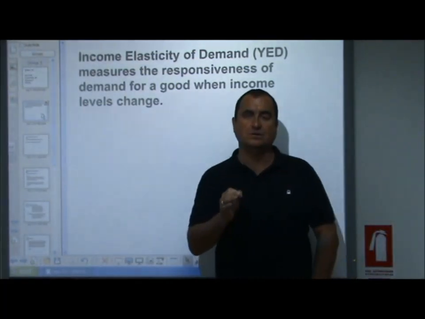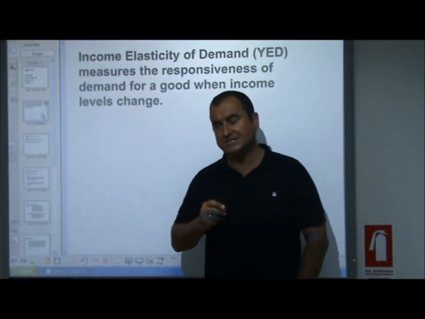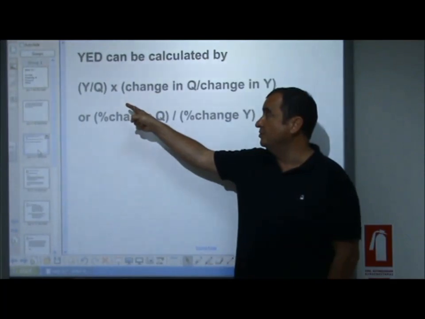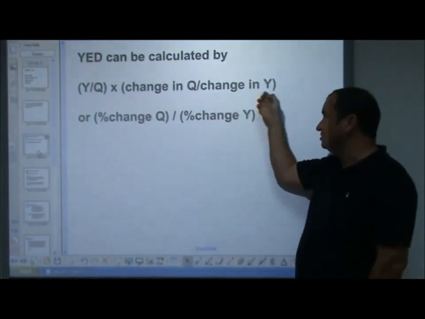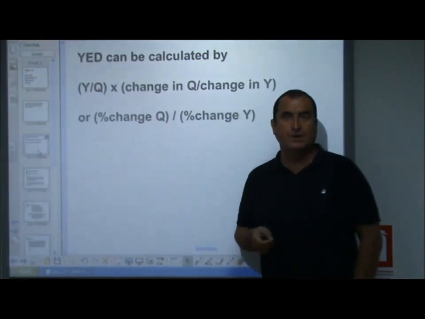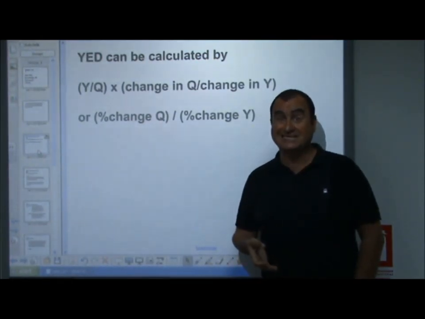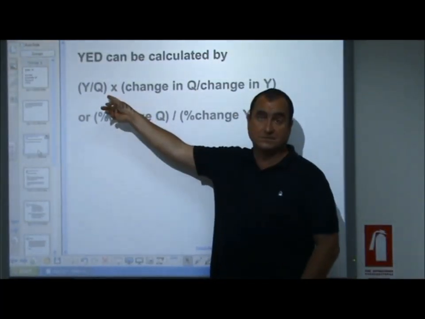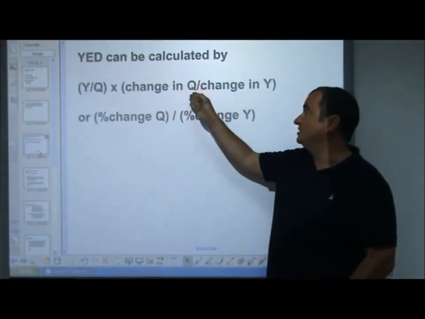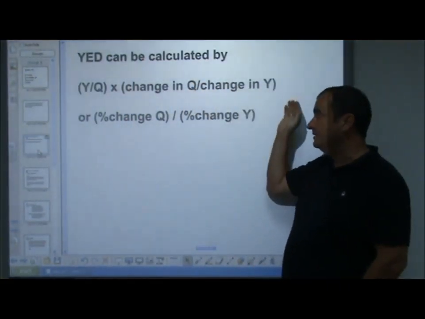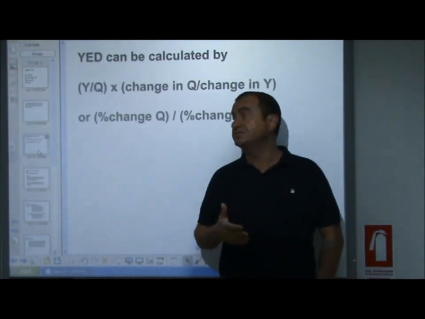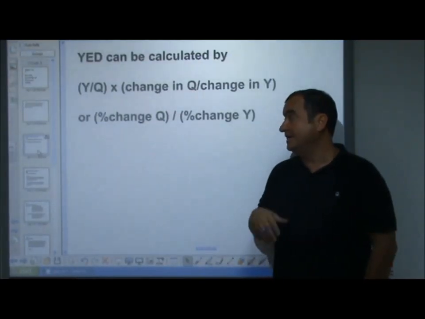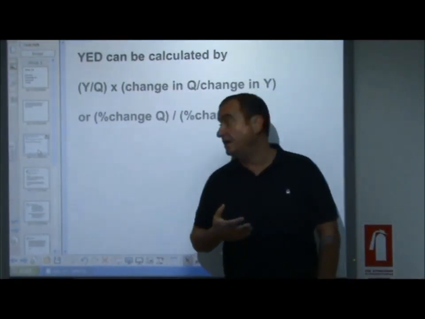There's two ways we can calculate the value of YED. We calculate it with either of these two equations. Y over Q times change in Q over change in Y, because Y is income. We use the letter Y for income because the letter I is used later for investment. So, income divided by quantity being demanded times change in quantity divided by change in income. Or, another equation you may use is percent change in quantity divided by percent change in income. Okay, either of these equations will lead to the answer.